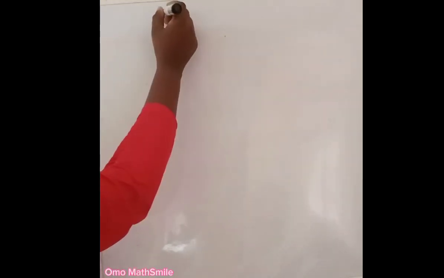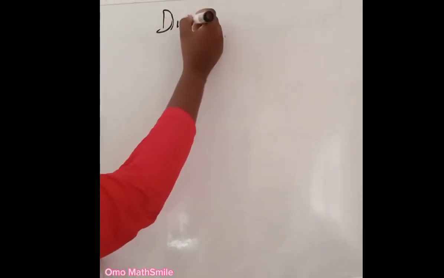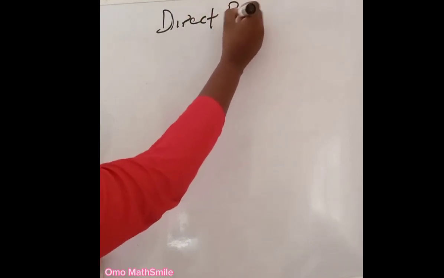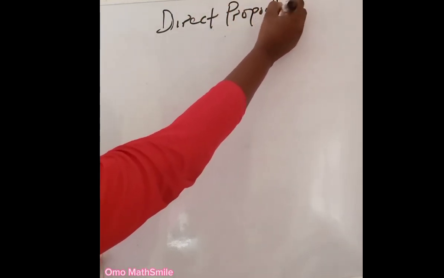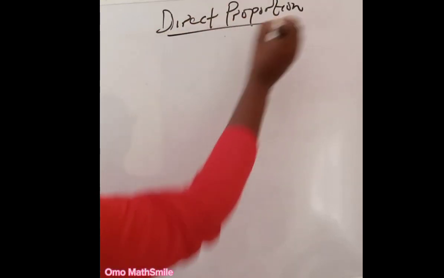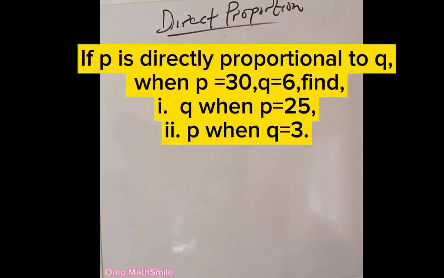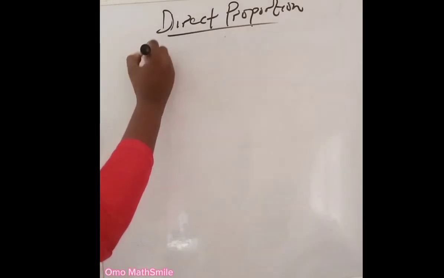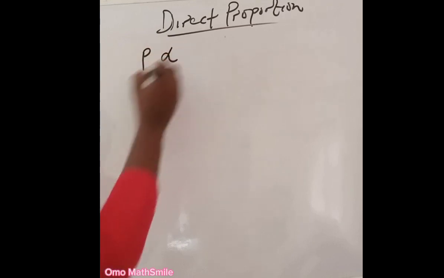So today we are going to be looking at an aspect under variation, which is direct proportion. We have a given question on the screen, and the question goes thus: if P is directly proportional to Q, when P equals 30, Q equals 6. Find Q when P equals 25 first. Then find P when Q equals 3. All right, so let's solve the given question on the board.